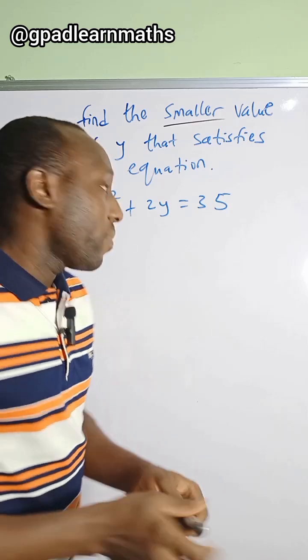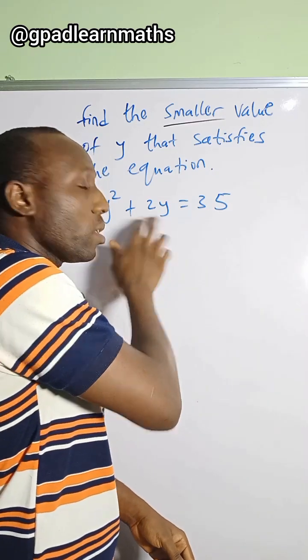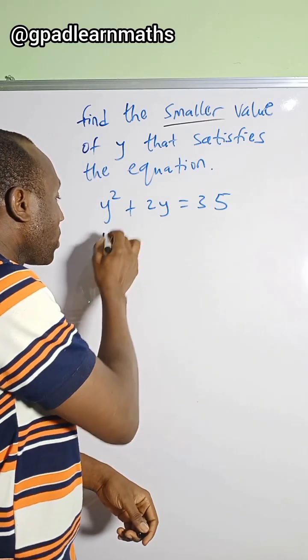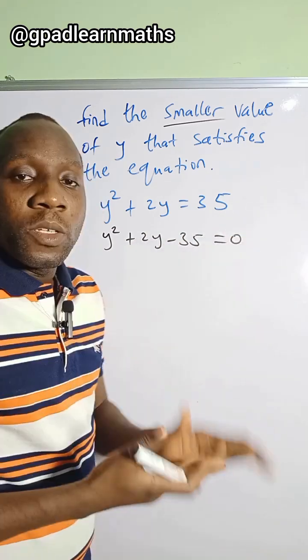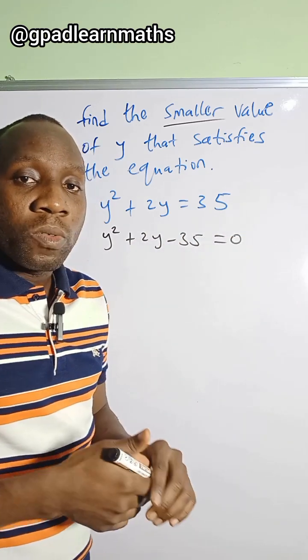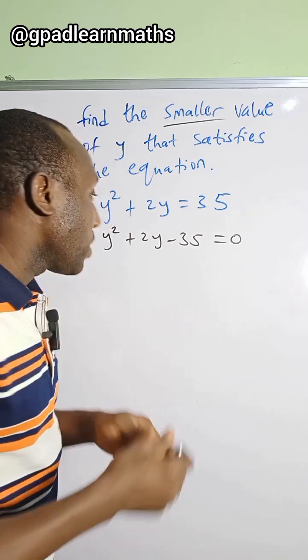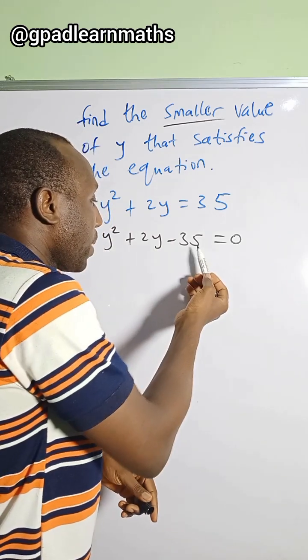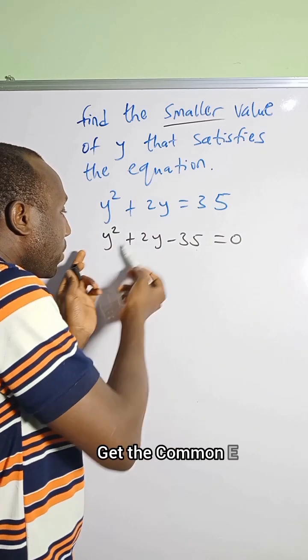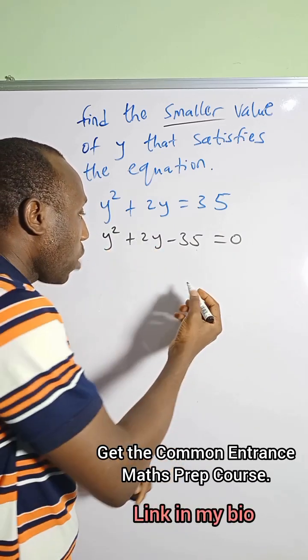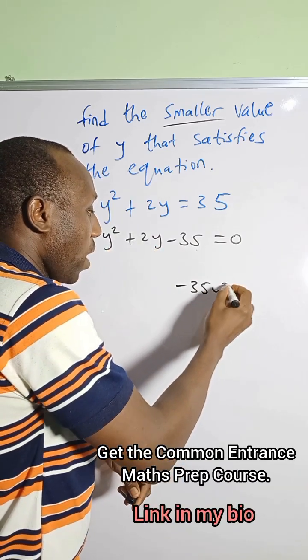So let's factorize first. I'm going to move 35 to the left-hand side, so that becomes y squared plus 2y minus 35 is equal to 0. So the next thing we're going to do now is to factorize. Before we factorize, multiply the first and the last term. That's the constant term, which is the last term, and the first term, the term that has the leading power. Multiply these two, you are going to get minus 35y squared, right?